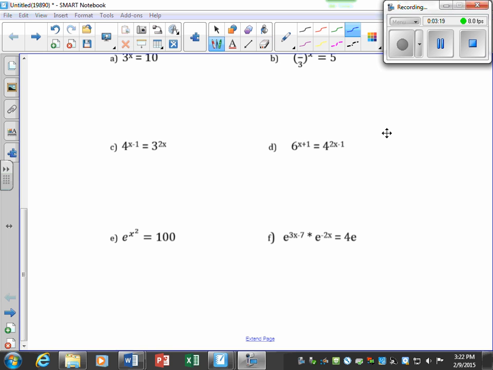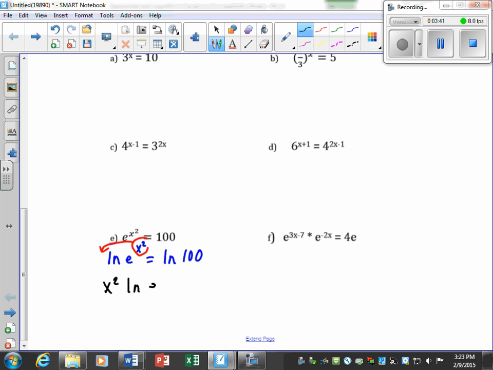And I just realized that I skipped this problem right here. So they're not like bases. So I'm going to take the natural log of both sides. Natural log of e to the x squared is equal to the natural log of 100. And we'll bring the x squared out front: x squared natural log of e is equal to the natural log of 100. What does the natural log of e equal? So we recall just a minute ago we said the natural log of e is equal to 1. So that would just give me x squared times 1.